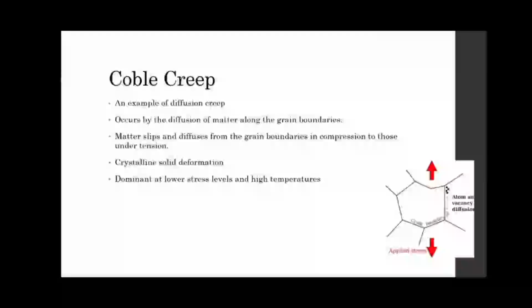To date, Coble creep has been derived only for simple periodic grain structures in a mechanism for the formation of crystalline solids. Coble creep is similar to Nabarro-Herring creep in that it is dominant at lower stress levels and higher temperatures than creep mechanisms utilizing dislocation glide.